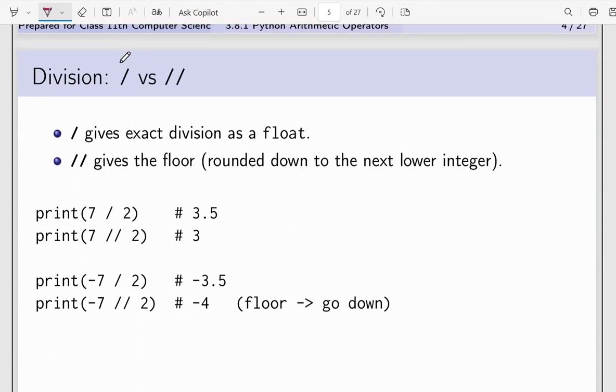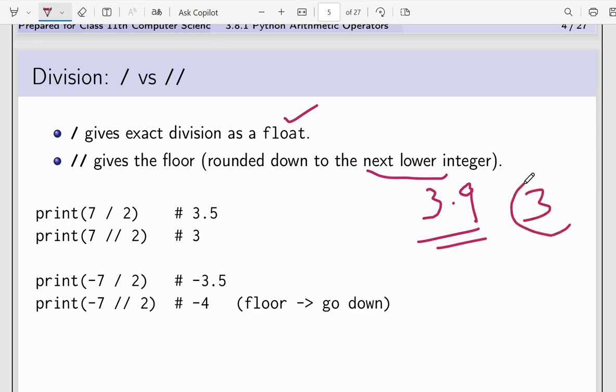Division, single slash versus double slash. Single slash gives exact division as a float number, like 3.5. Double slash gives the floor value, rounded down to the next lower integer. For example, even if your answer is 3.9, it will give you only 3. It will not round to 4. It will give you the floor value only. Like print 7 divided by 2, the answer is 3.5, and when you use double slash, it will give you the integer value, that is 3.